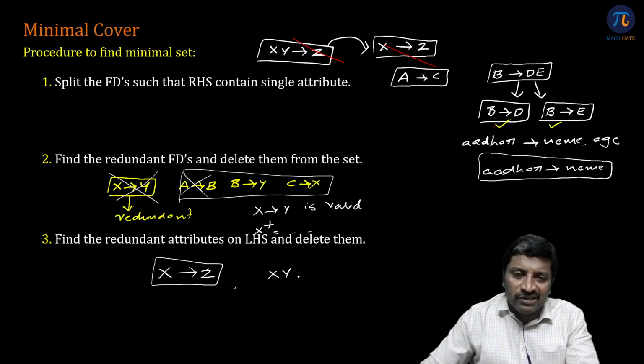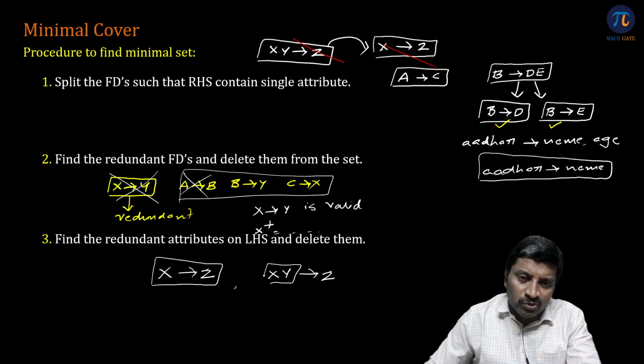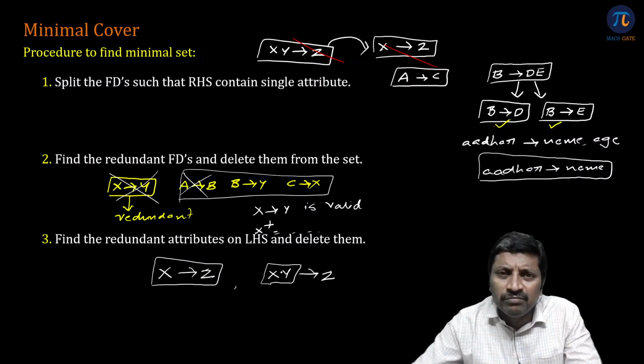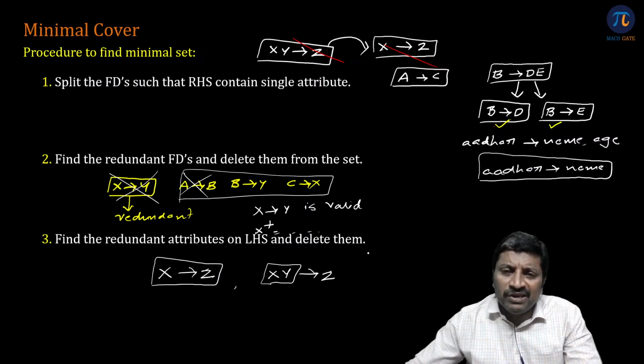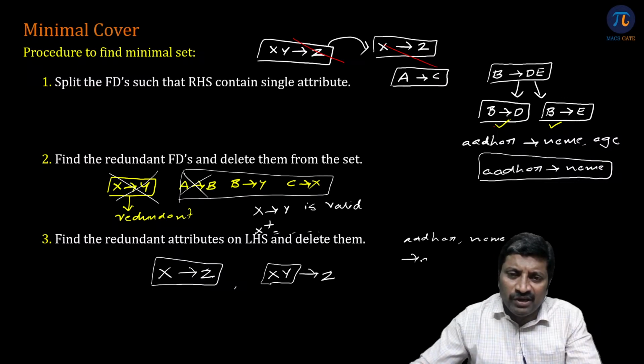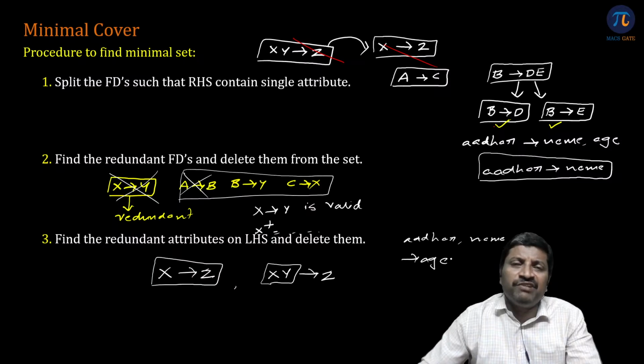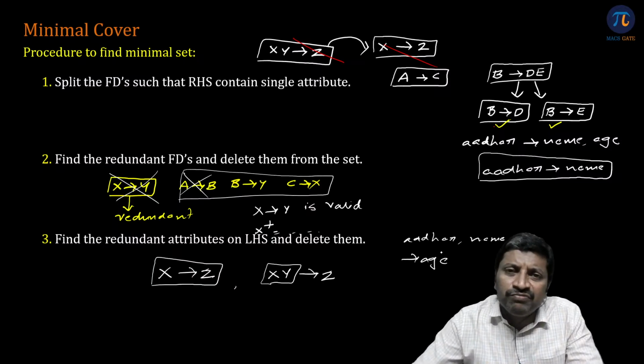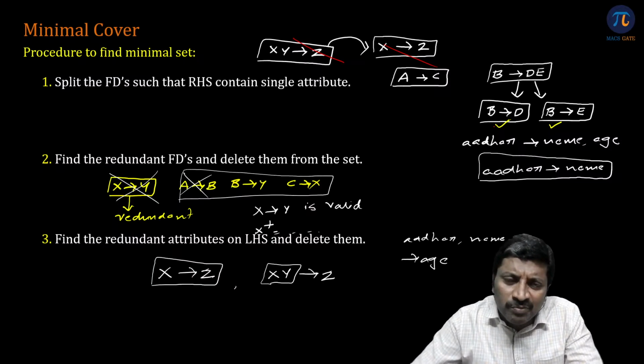Suppose I have a functional dependency xy goes to z. That means they said that you can get the value of z by using x comma y. Now the question is, are both mandatory? We don't know, sir. For example, to find age of a particular person, they said that whenever you are having Aadhaar comma name, you can find age. Now the question is, to find age, are both mandatory?